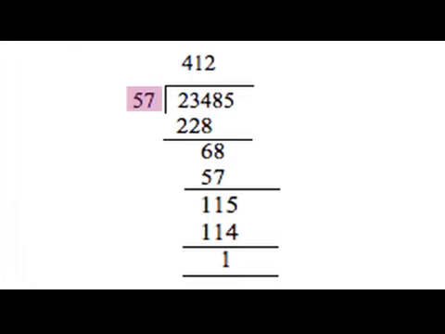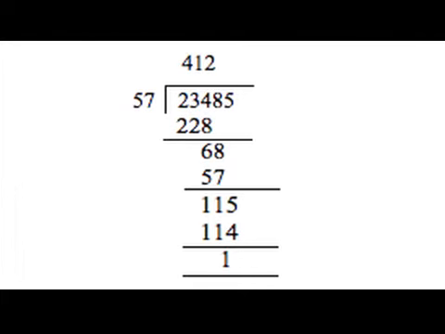The divisor 57 is a 2-digit number. So, we have to consider 2 digits, that is 23, from the dividend. But you can see that 57 is greater than 23. So, we have to take 3 digits, that is 234, and 57 is less than 234. Now, we find 57 into 4; the answer we get is 228, which is less than 234. So, we write 4 at the quotient and 228 below the number 234, and we subtract it.